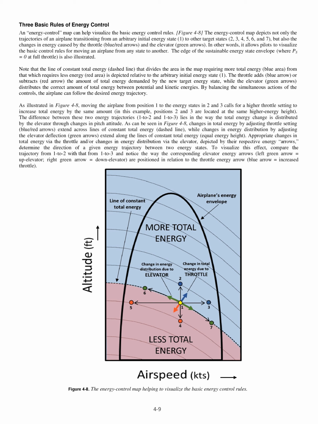Appropriate changes in total energy via the throttle and/or changes in energy distribution via the elevator, depicted by their respective energy arrows, determine the direction of a given energy trajectory between two energy states. To visualize this effect, compare the trajectory from 1 to 2 with that from 1 to 3 and notice the way the corresponding elevator energy arrows, left green arrow equals up elevator, right green arrow equals down elevator, are positioned in relation to the throttle energy arrow, blue arrow equals increased throttle.